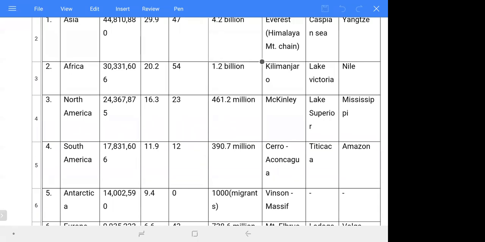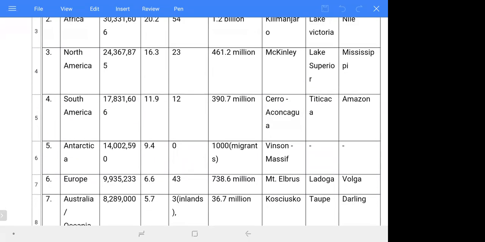Then the third largest continent is North America. It has 24.3 million square kilometers. Then the share is 16.3. Then in North America, we have 23 countries, excluding the islands. When you see the highest mountain, it's Denali, and Lake Superior is the largest lake in North America. Then this Mississippi is the longest river in North America.